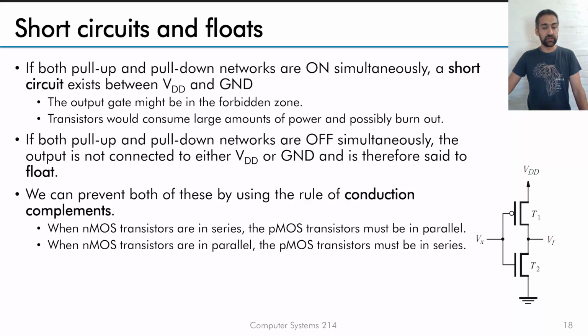If both of these circuits turn on at the same time, then you'll have a short circuit and the transistors will both turn on at the same time, and there will be large power consumption until one of the transistors burns out. If both the pull up and the pull down networks are off at the same time, then the output is not connected to either VDD or ground, and that output is said to be floating. Floating just means it's not connected to anything. We don't know what its value is, and it's probably going to be in that forbidden zone, but we don't know.